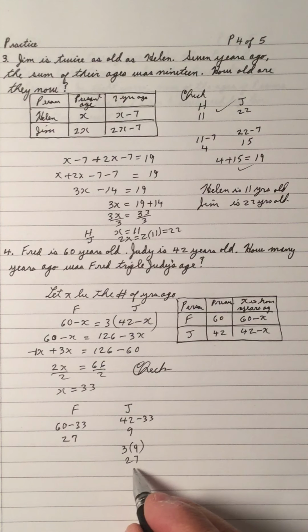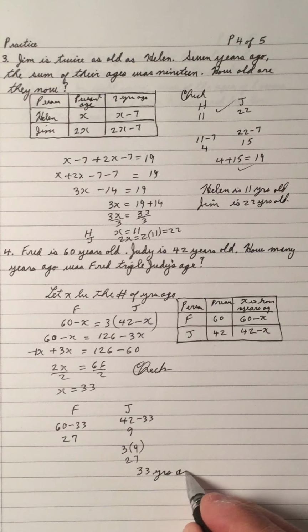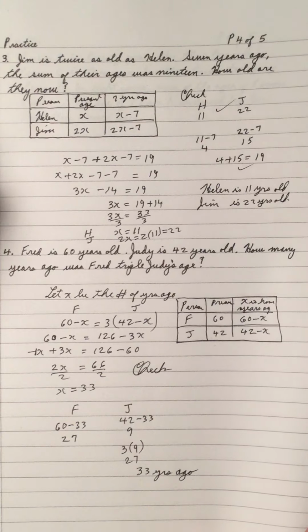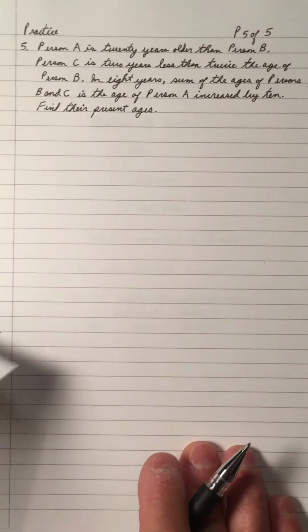So how many years ago? 33 years ago is the answer, and that's when Fred was triple Judy's age. Okay, let's continue.